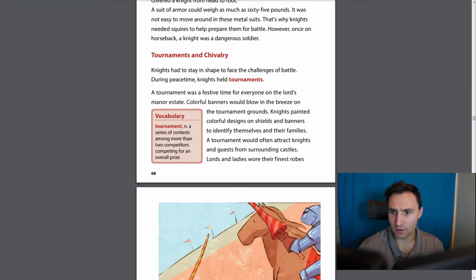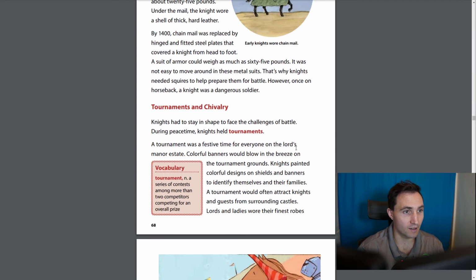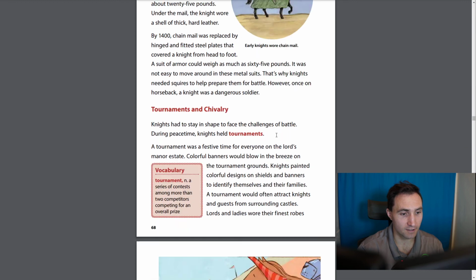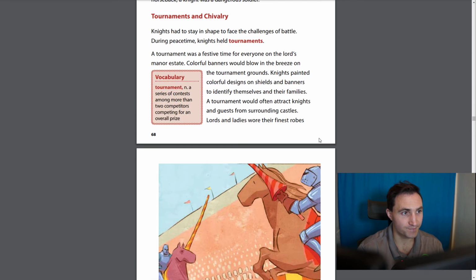Okay, so we just learned that knights wore chainmail and steel plates. At some point, the chainmail was replaced by steel plates covering a knight head to toe, kind of like this picture right here.